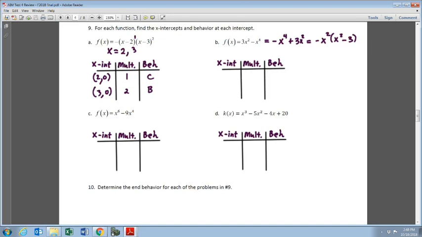Now, I actually have 2 more intercepts here. When you look at that x squared minus 3, if I set that equal to 0, I can see what my other 2 zeros are. And so we'll add 3 to both sides and take the square root of both sides. You get x is equal to plus or minus the square root of 3. I'm sorry, we have 2 zeros here, square root of 3 and negative square root of 3.